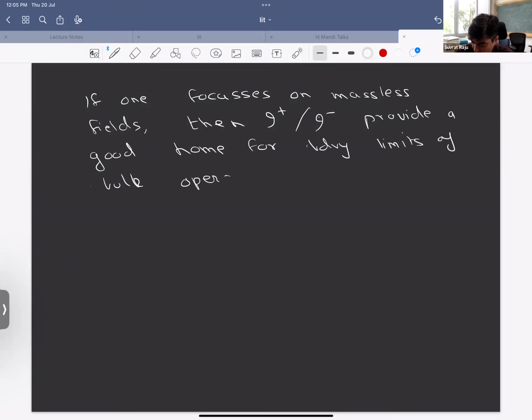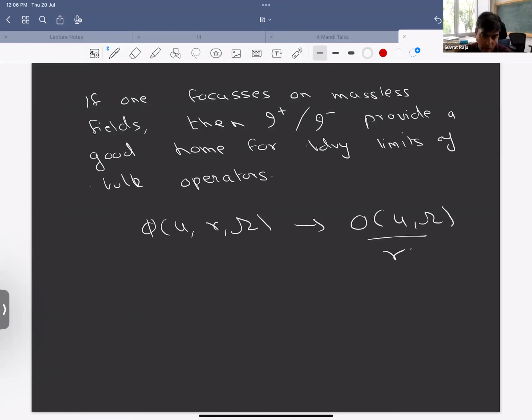So in fact, the simplest case to discuss is the case where you have d equal to 4. And then if you have a massless field in the bulk, a scalar field, then this field as a function of u, r, and omega goes to O of u, omega by r. There's some 1 over r fall off. And once again, if you strip off the 1 over r fall off, you can pick up this boundary operator. So this is once again my boundary operator.